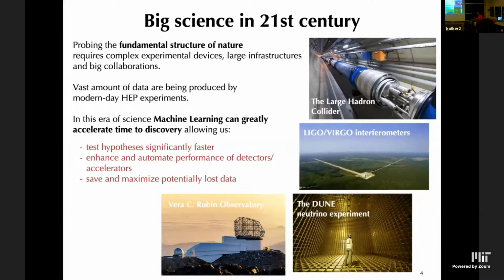So I will focus on this, but I'm also involved in machine learning for liquid argon TPCs, which are the main building block of the DUNE experiment.